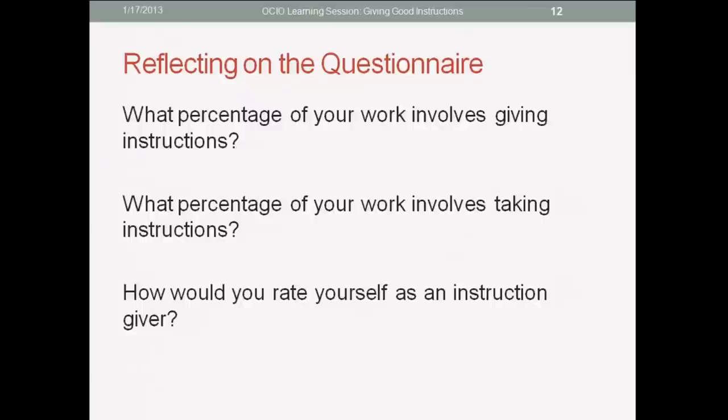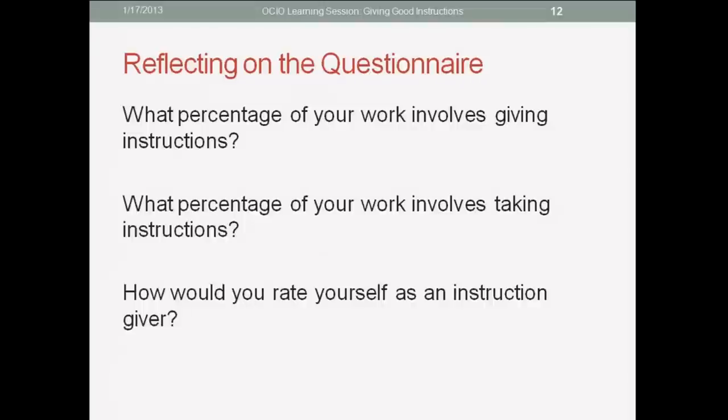Are there any thoughts or comments at this point? Melanie sent out a little paper beforehand. I'm going to ask Stan what his answers were. But it asked you to reflect on what percentage of your work is taking instructions and what percentage of your work is giving instructions. You might think about that and just jot it down as I ask Stan what his answers were to giving and taking.